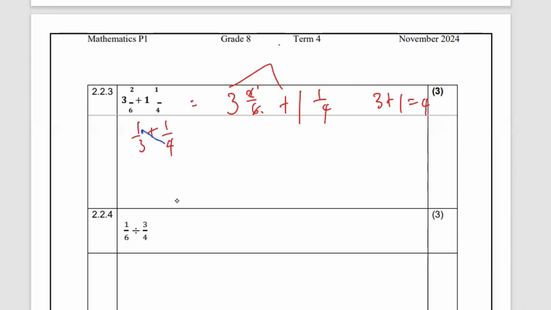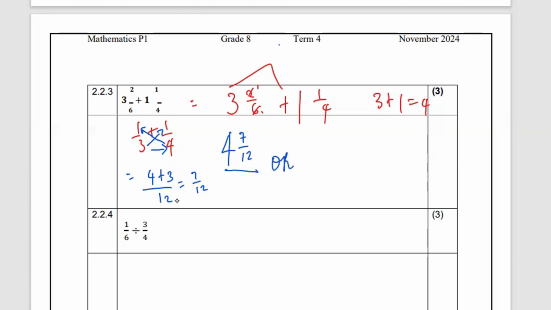What I prefer doing is the cross multiplication, crisscross. So that's going to be 4 times 1 is a 4, 3 times 1 is a 3, over 3 times 4, which is a 12. So that's going to be 7 over 12. So my answer is going to be 4 whole numbers, 7 over 12. See, this is option 1.